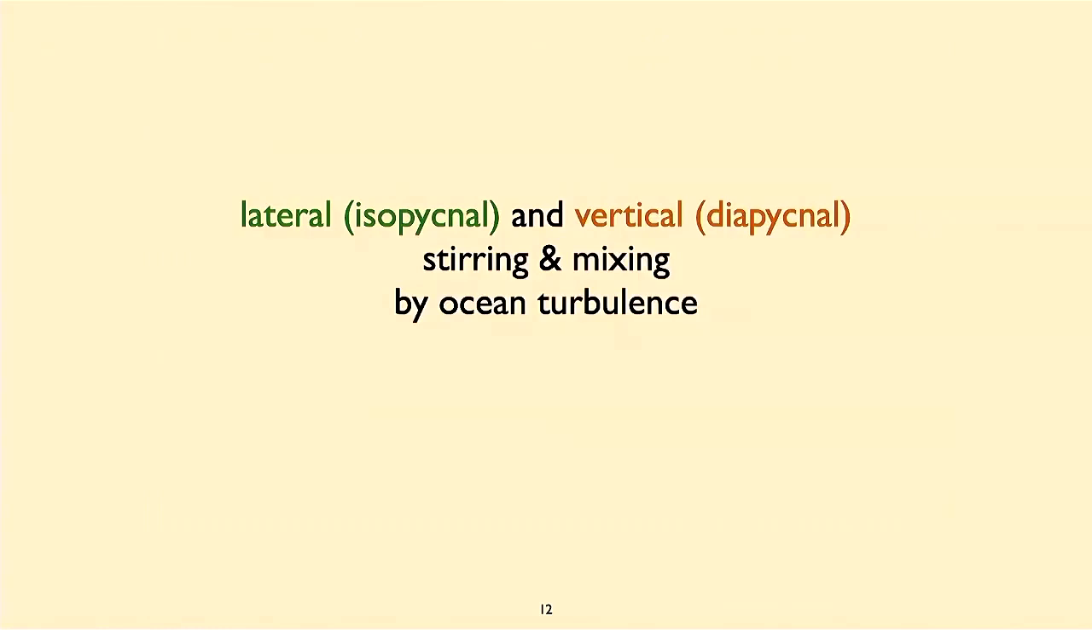Anyway, I'll go on. So now, if you have any questions, fire away. Why are the isopycnal lines slanted? I didn't get that. Well, it's because of geostrophic balance.